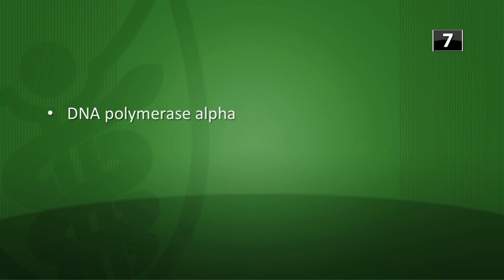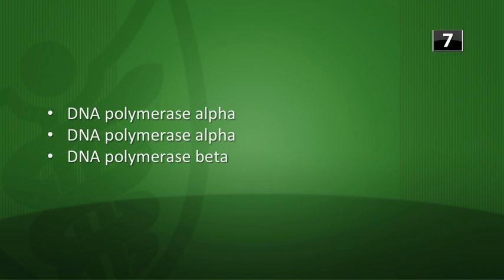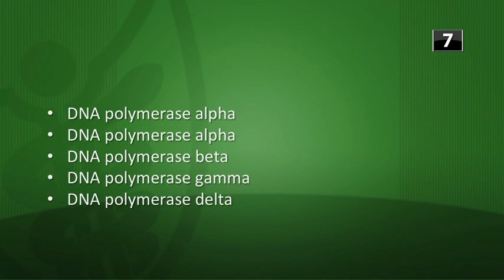Replicates the lagging strand, that's DNA polymerase alpha. Synthesizes the RNA primer, that's also DNA polymerase alpha. Repairs DNA, that's DNA polymerase beta. Replicates mitochondrial DNA, is DNA polymerase gamma. And replicates the leading strand DNA is DNA polymerase delta.